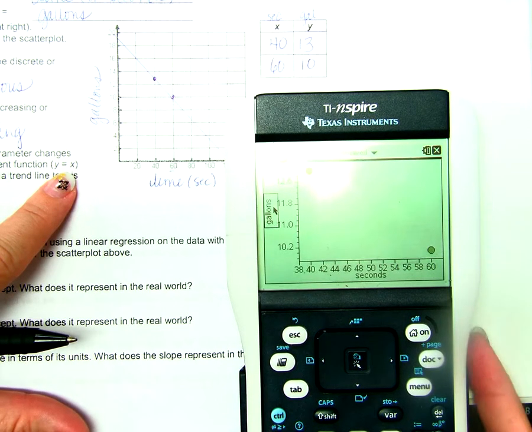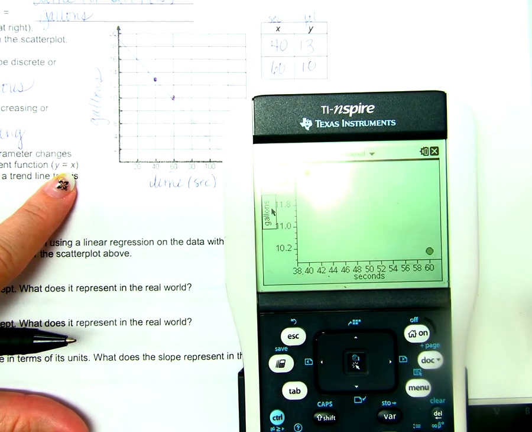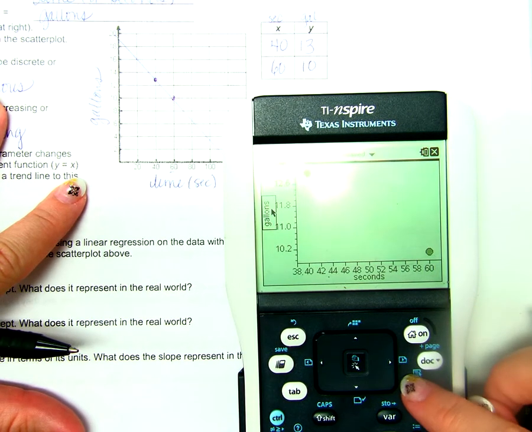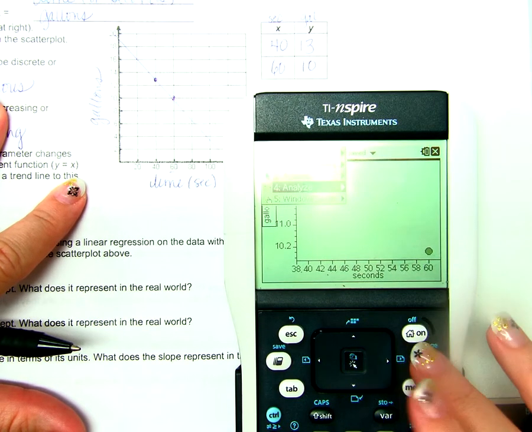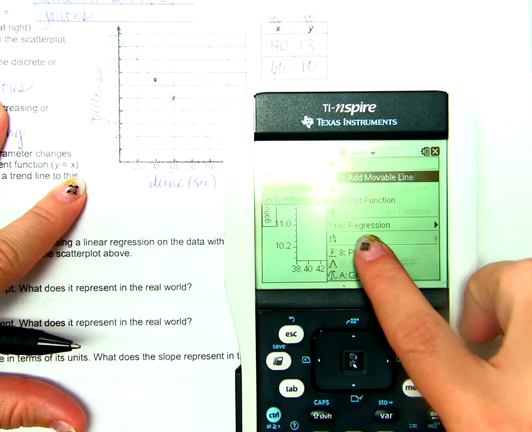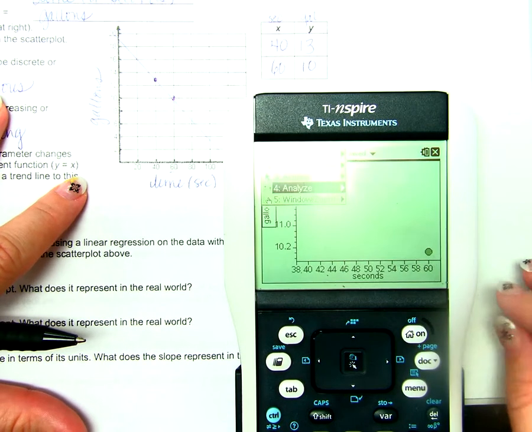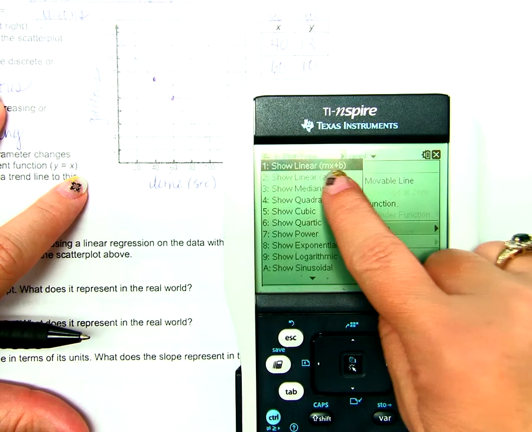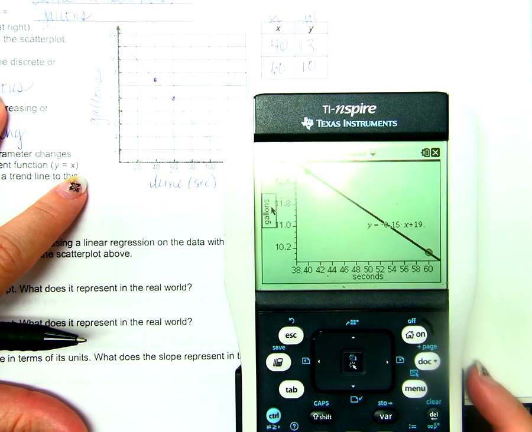Now that has created my scatter plot. Again, it's only 2 points, so there's one here and one here. Do you remember how to add the line of regression, the linear regression? Hopefully you remember that it's Menu, Analyze, right arrow for Analyze, and then go down to Regression. We are trying to find a linear regression, so we want to have mx plus b, so that's number 1. And when we do that, it puts it onto my graph.